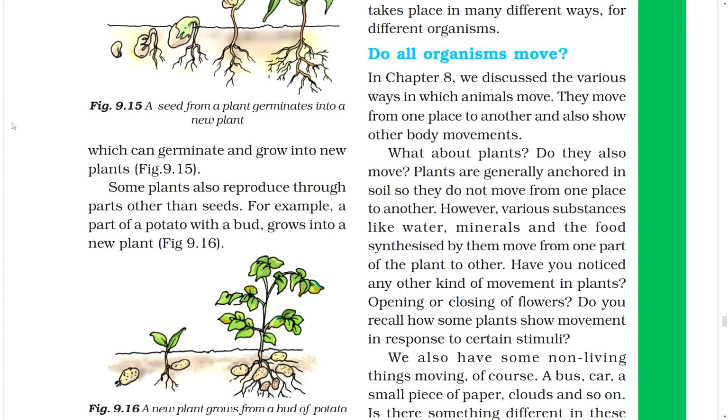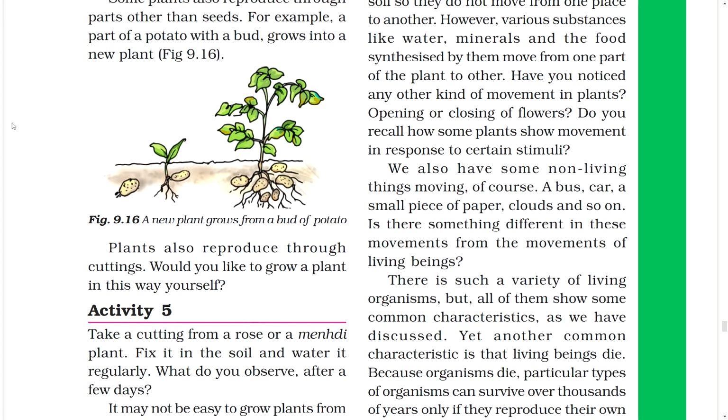Do all organisms move? In chapter 8, we discuss the various ways in which animals move. They move from one place to another and also show other body movements. What about plants? Do they also move? Plants are generally anchored in soil, so they do not move from one place to another. However, various substances like water, minerals, and the food synthesized by them move from one part of the plant to other. Have you noticed any other kind of movement in plants? Opening or closing of flowers? Do you recall how some plants show movement in response to certain stimuli? We also have some non-living things moving, of course.